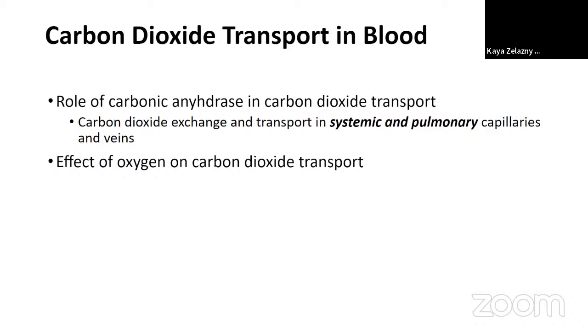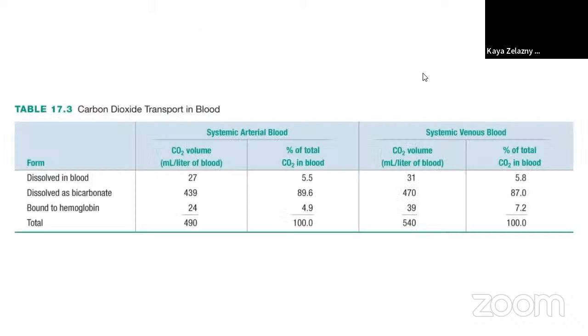So this is going to happen. Carbon dioxide exchange will happen in the systemic capillaries, so by the tissue, and also in the pulmonary capillaries in the lungs. So we're getting carbon dioxide out of our tissue into the blood, and we're getting it out of the blood into those pulmonary capillaries, into the alveoli, and breathing it out. So we've seen that carbon dioxide affects the transport of oxygen, and we're going to see that the opposite is also true. Oxygen affects the transport of carbon dioxide.